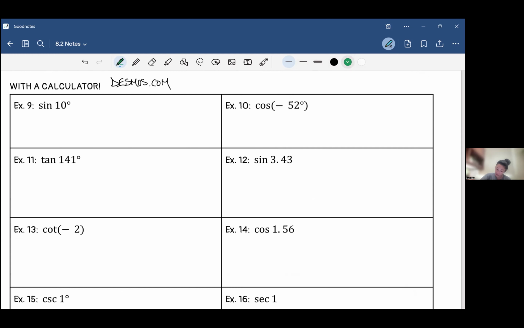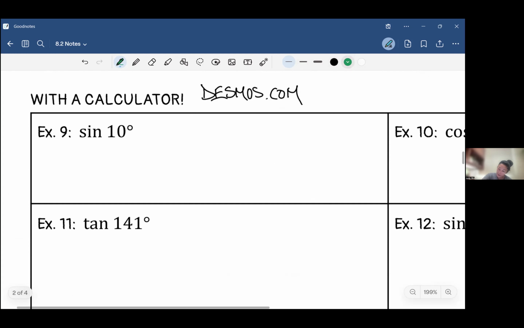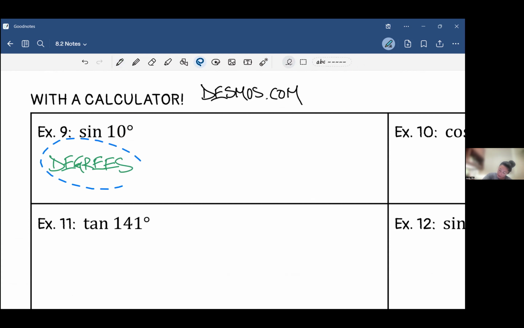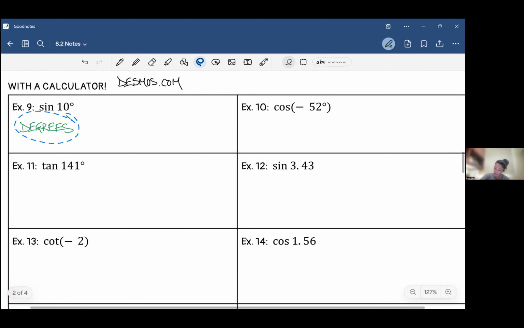All right. So I know something is in degrees when I see the little degree symbol. Okay. So I know that example 9 is in degrees. Let's do a little copy paste. All right, what else is in degrees? Looks like example 10 is in degrees.